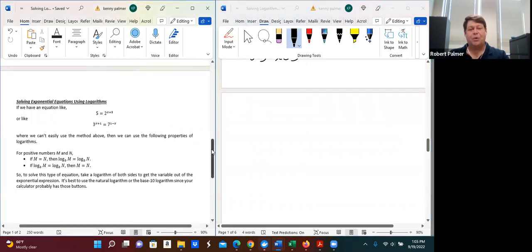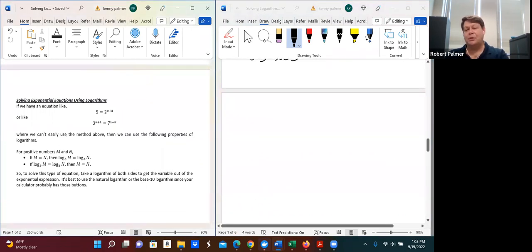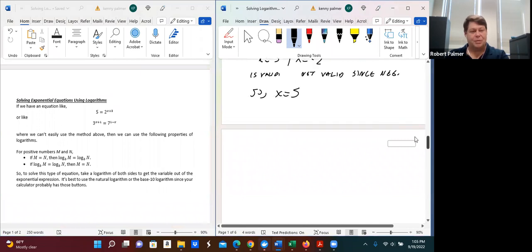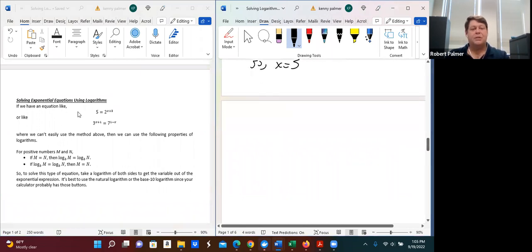So technically this would be an exponential equation, but until you understood logarithms, you couldn't really solve it using this method before. Okay. So if you have an equation like 5 equals 2 to the x plus 3, where, if you've seen simpler exponential equations before, if you have the same base, you simply equate the exponents. That's not the case here.